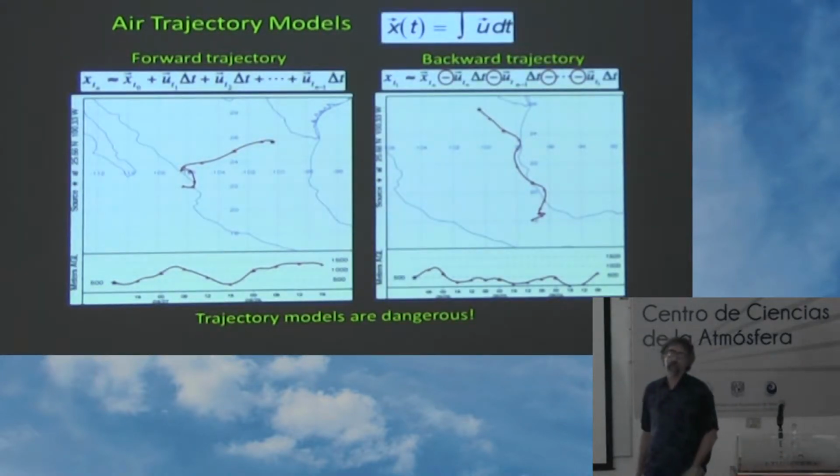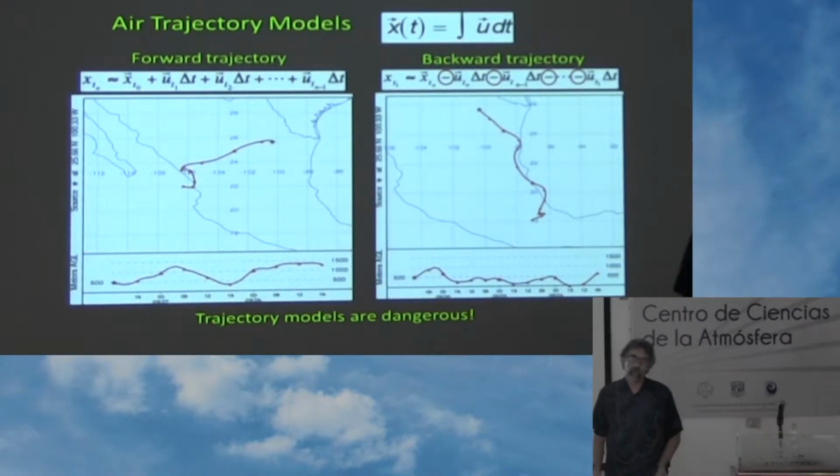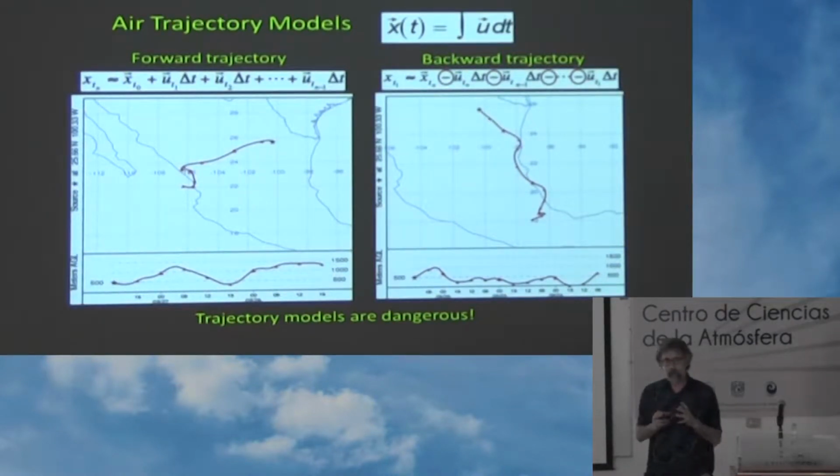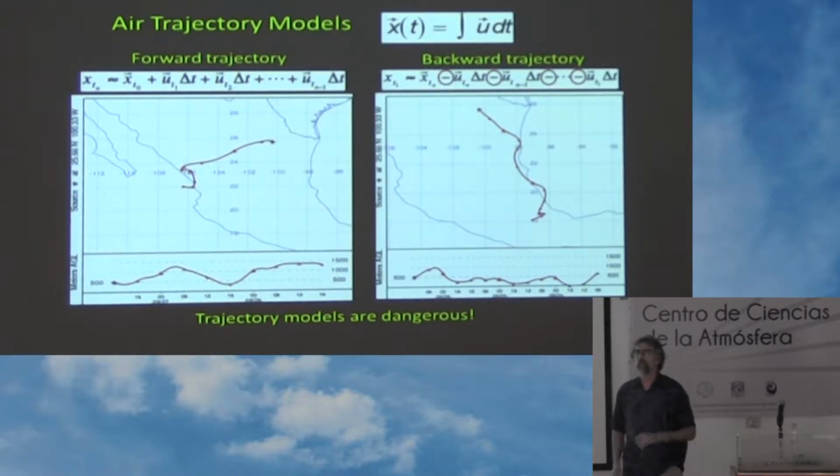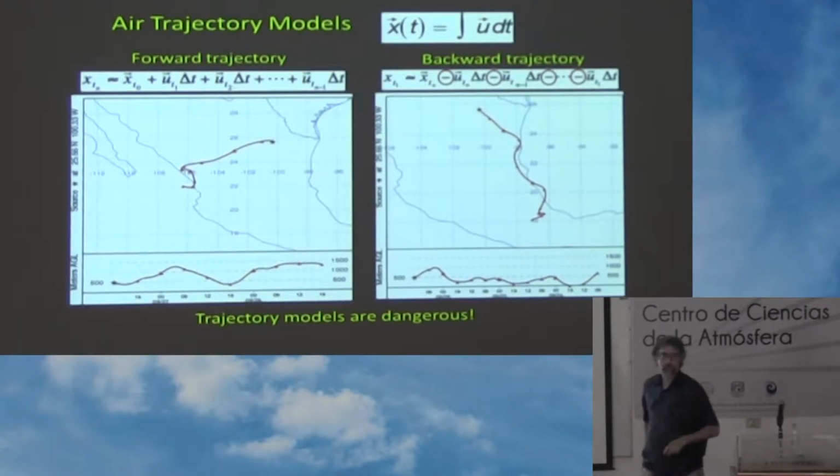So air trajectory models. These form the core, the internal structure of most Lagrangian models. So an atmospheric trajectory model is very simple. The mathematical formulation is very simple. The position, three-dimensional in space, is an integral of the wind field.